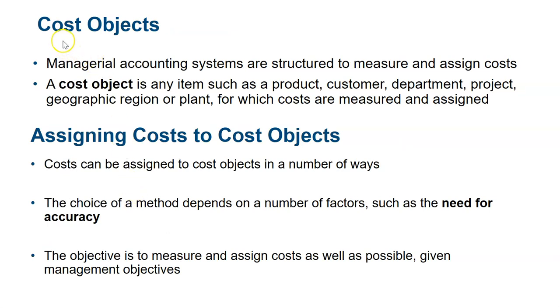We're going to talk a little bit about cost objects. It says here that a cost object is any item such as a product, customer, department, project, region or plant for which costs are measured and assigned. So we know that we have a cost that's ultimately going to be paid out in cash or a cash equivalent, but is that cost related to a product, a customer, a department, general operating expenses?